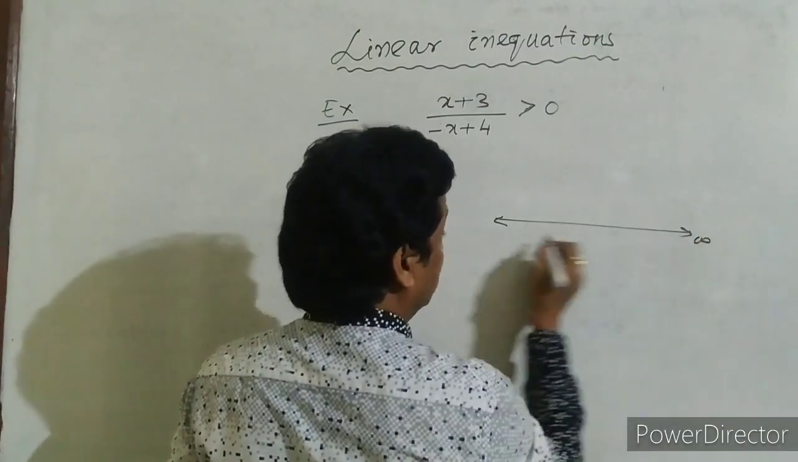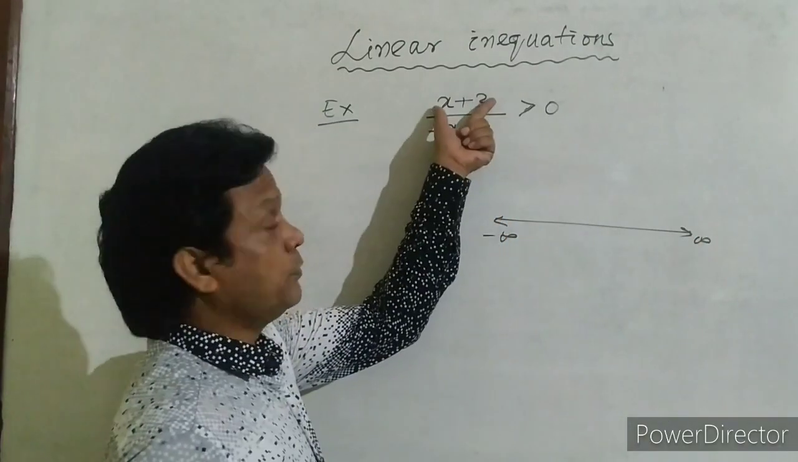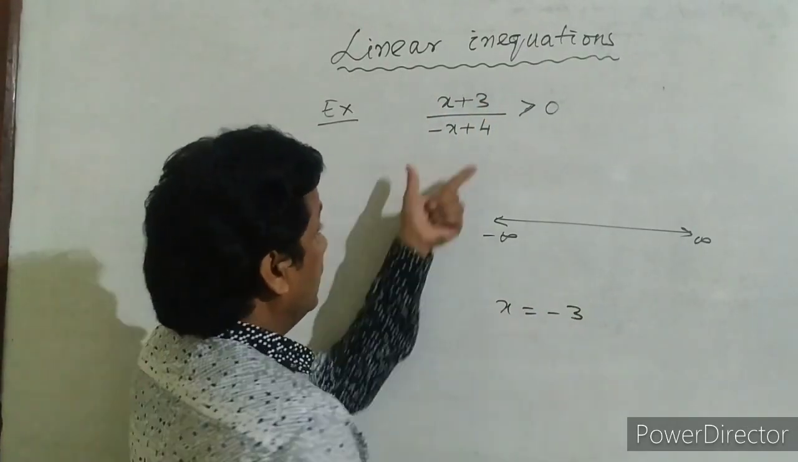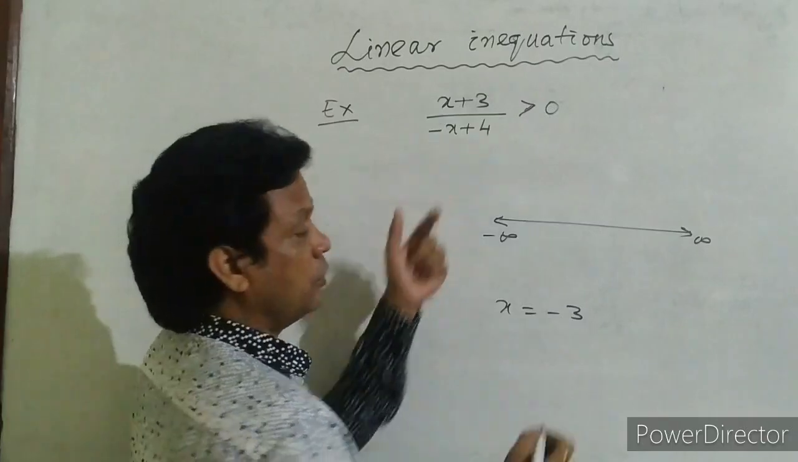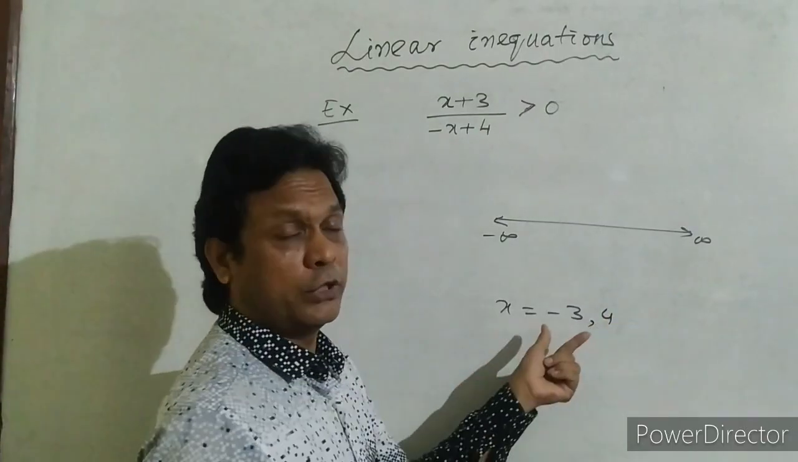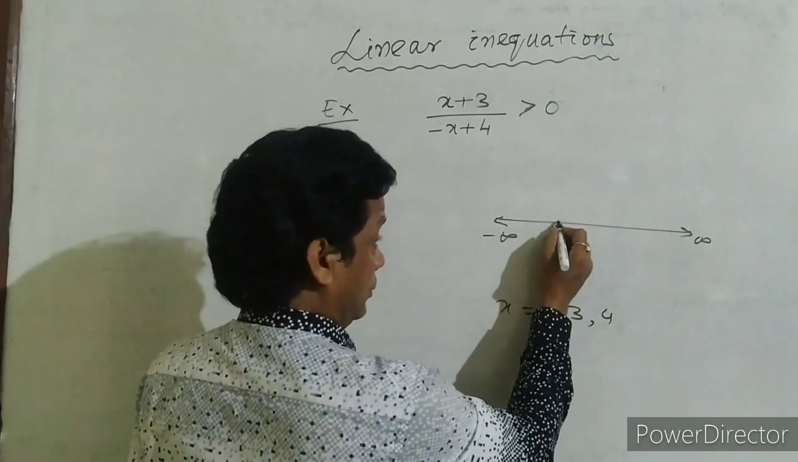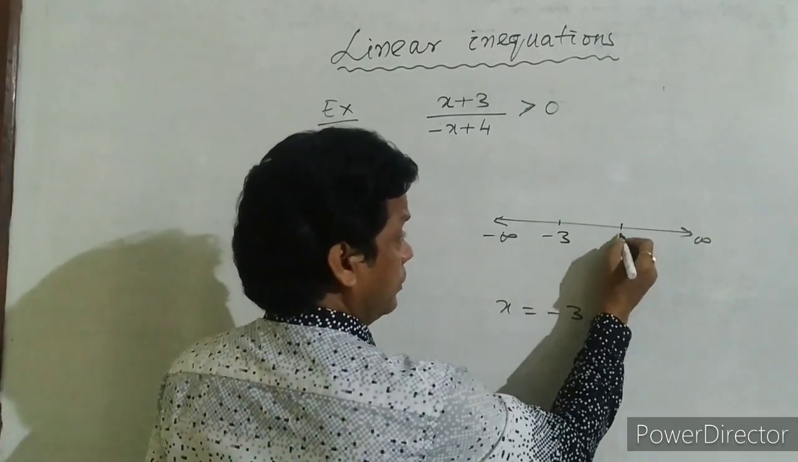I have told you. x + 3 = 0, so x is equal to -3. -x + 4 = 0, so x is equal to 4. So there are 2 numbers, -3 and 4. And -3 and 4 are 2 critical points. So -3 is this one, 4 is this one.